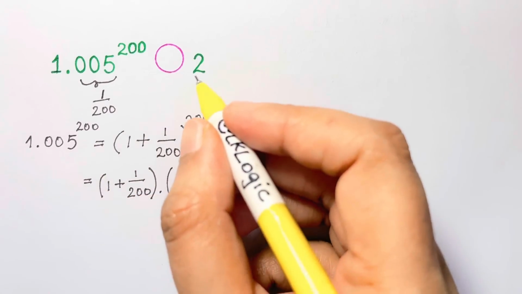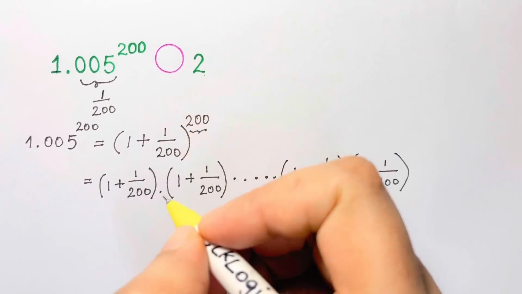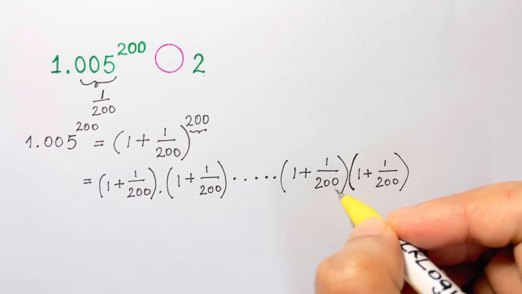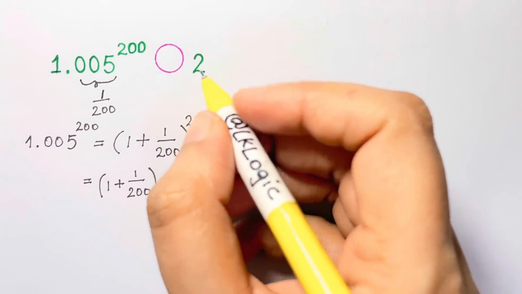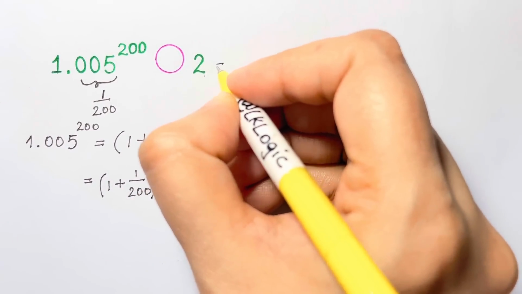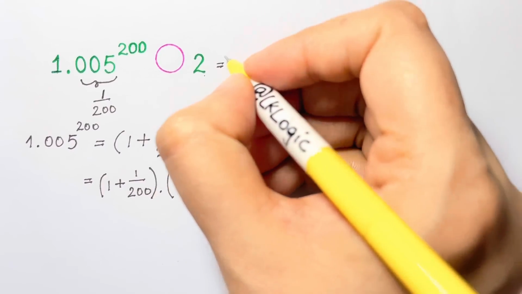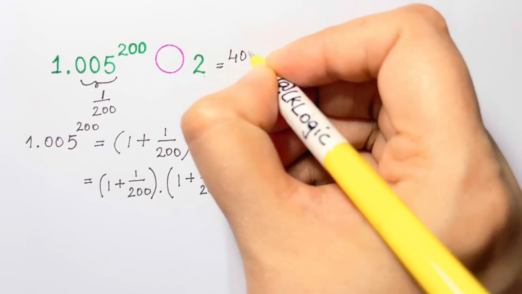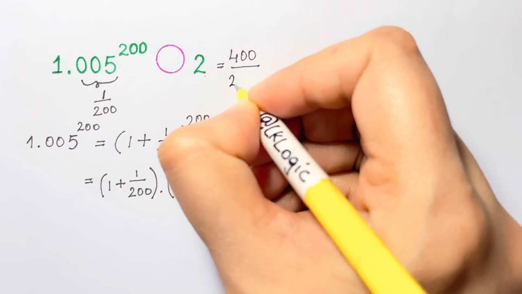Now we should analyze this too. This is the multiplication of 200 numbers. Can 2 also be written in this form? Maybe or maybe not. This is the product of 200 numbers, of course. Now I'm going to write this 2 as 400 over 200.